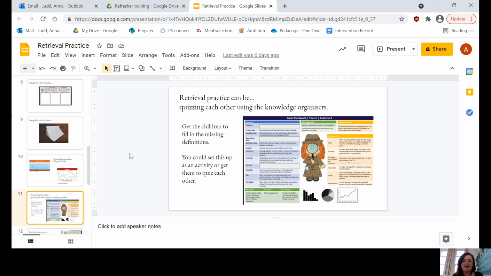This is what I talked about earlier. So looking at the knowledge organisers, blanking bits out. Can they remember the definition of fieldwork? Can they remember what quantitative data means? Can they remember what accuracy means?